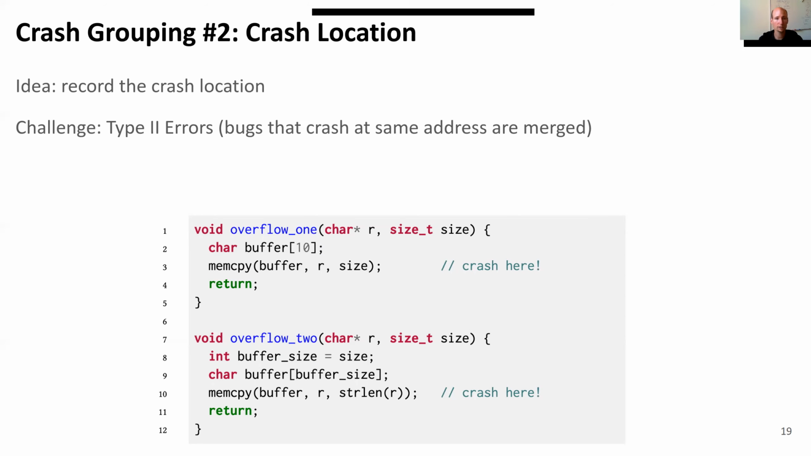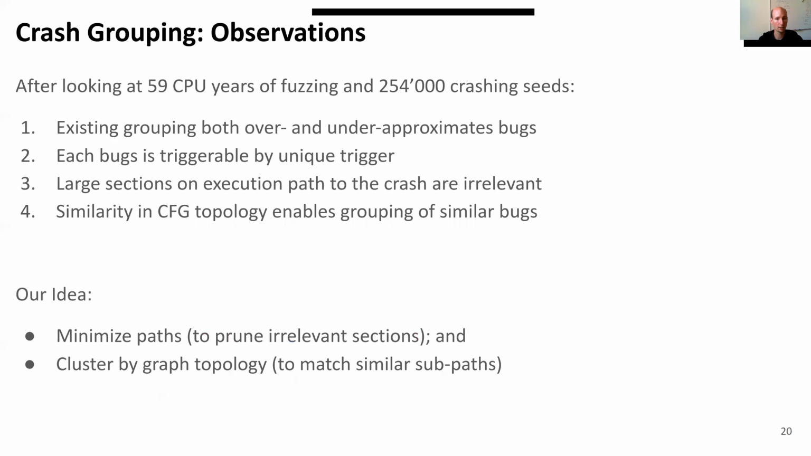We actually looked at a large amount of crashing seeds. We looked at 59 CPU years of fuzzing, which produced 254,000 crashing seeds. Let me repeat: we had 254,000 crashing seeds out of 60 CPU years of fuzzing. So 60 CPU years of fuzzing is not too much, and 254,000 crashing seeds is clearly exceeding what the developer can look at. When we analyzed existing grouping techniques, we saw that they both over- and under-approximated the number of bugs.